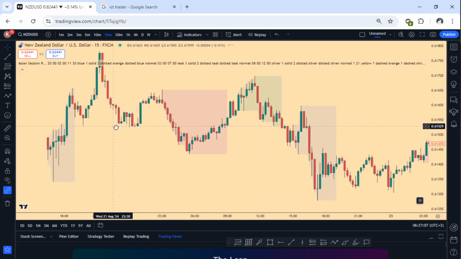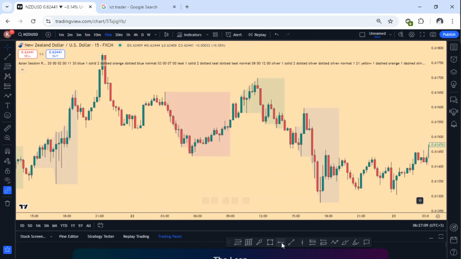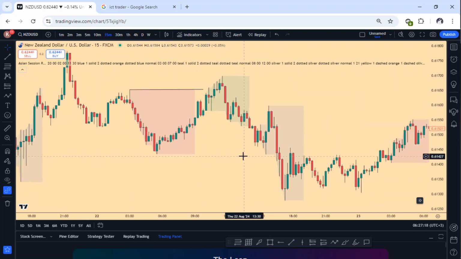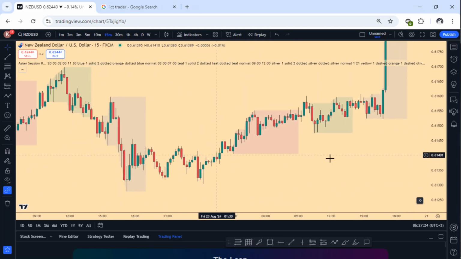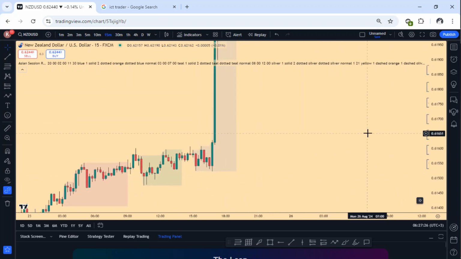Like in this case, if the market is projected to go down, London opens and takes the liquidity of Asia, and immediately the market plummeted downwards, which is nice. So that is an example of liquidity that most ICT traders prefer to use.